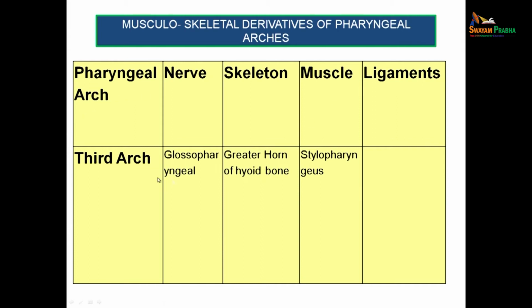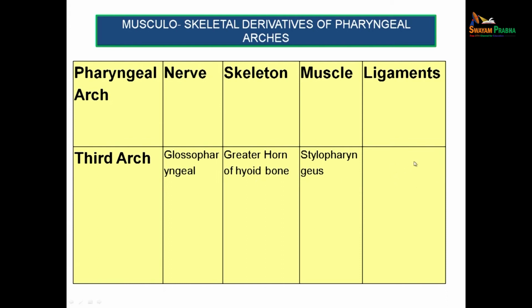Now coming to the third arch. There is no particular name given to the third arch like the first and second arches. Now the nerve of the third arch is the glossopharyngeal nerve. The only muscle which is supplied by the glossopharyngeal nerve is stylopharyngeus. That is the only muscle derived from the third arch. And the skeletal component is the greater horn of the hyoid bone. The lesser horn was actually developing from the second arch. So the greater horn of hyoid bone is developing from the third arch.